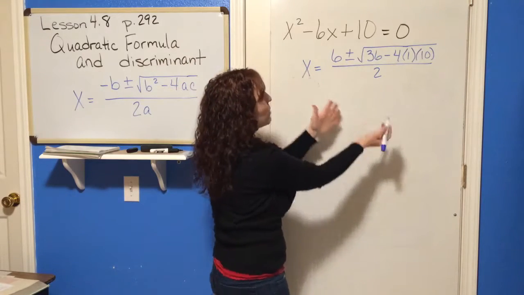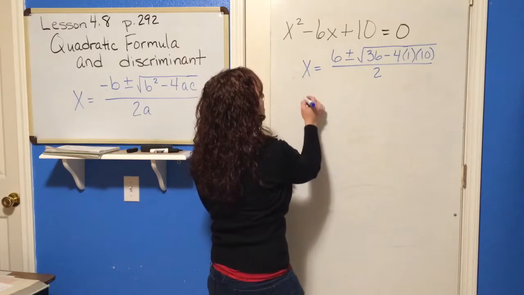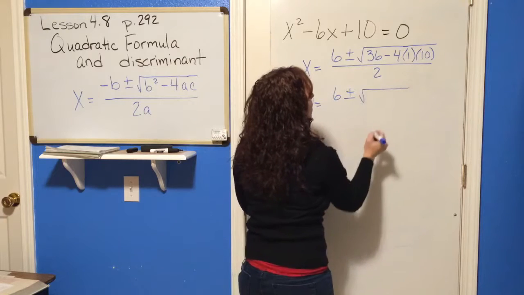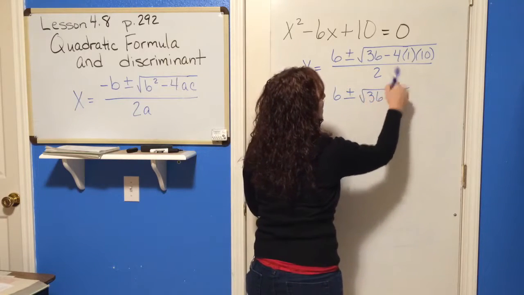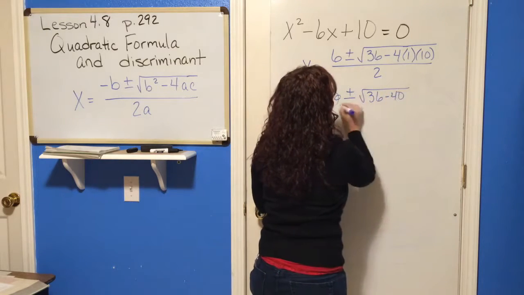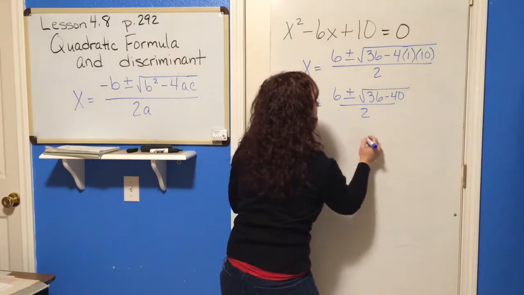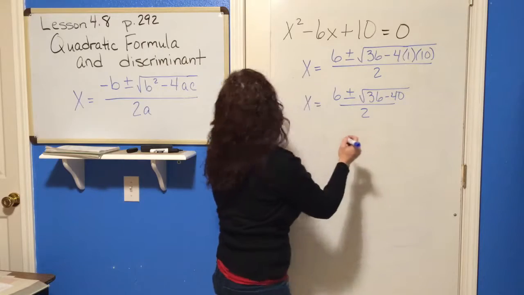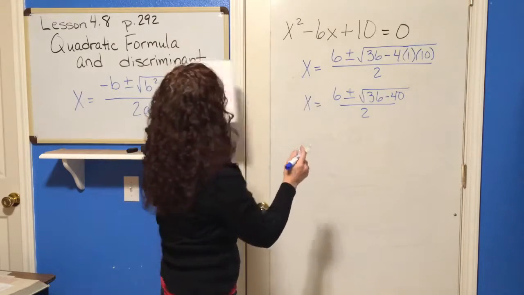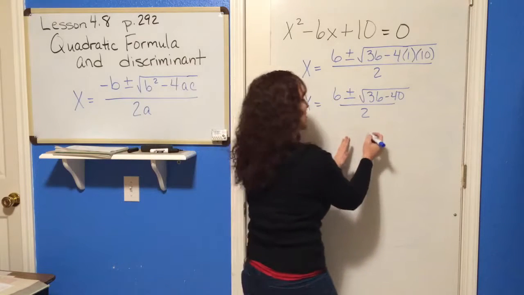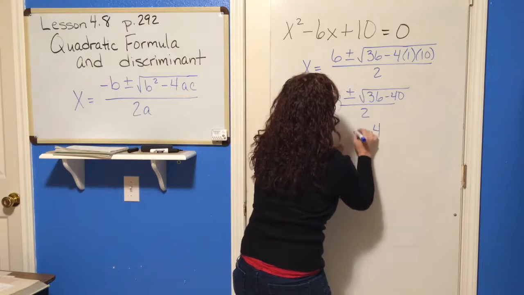So now it's just a matter of simplifying. So x equals 6 plus or minus the square root of 36 minus 40 over 2. And 36 minus 40 is going to be a negative 4. Or is it a negative 14? I thought it was supposed to be. Oh, no. There was a different problem. It was negative 14 there. I was like, this is not right. Okay. Good deal.